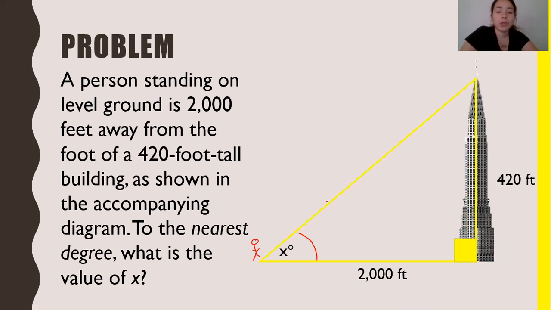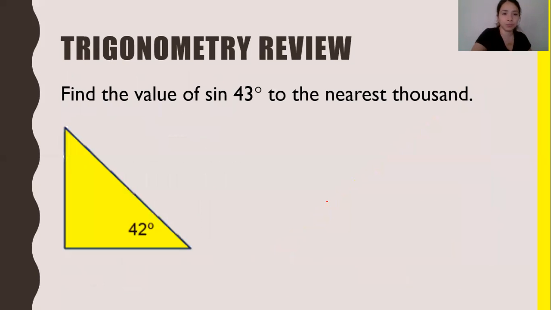Right, so far what we've been focusing on is the missing side. So we figured out maybe how tall the building is or how far away the person is from the building. But we haven't been able to find out yet what the angle is, right? So that's what we're gonna work on today, and it's probably gonna go into our next session. So let's quickly do a review of finding sine of 43 degrees. Again, this is something that you can do in your calculator. You're trying to find the value of sine of 43 degrees to the nearest 1,000.